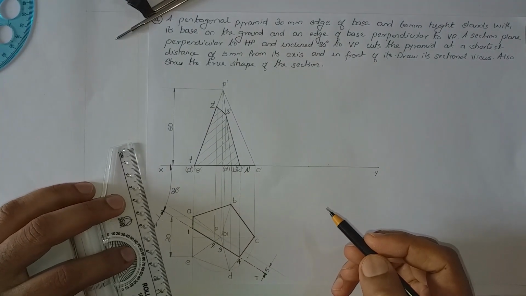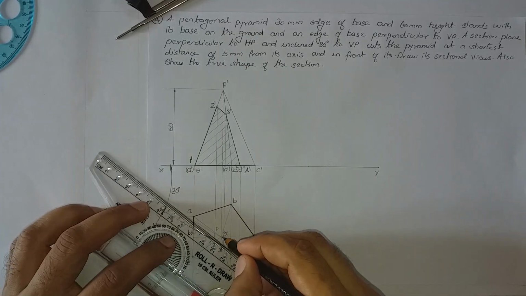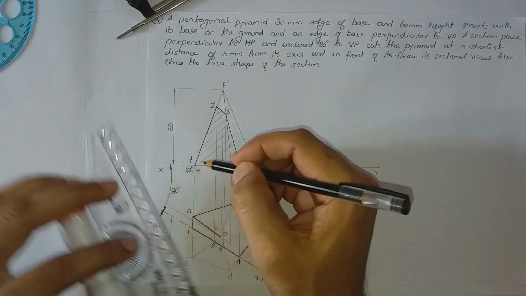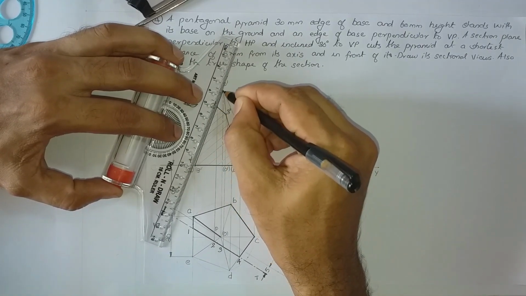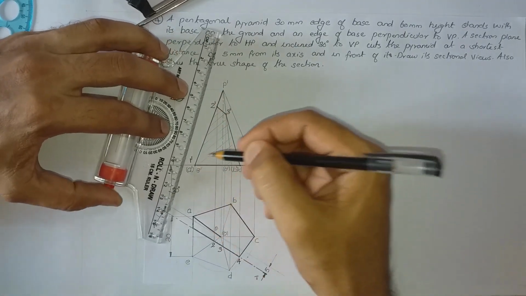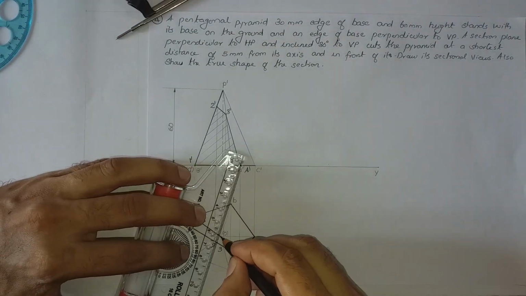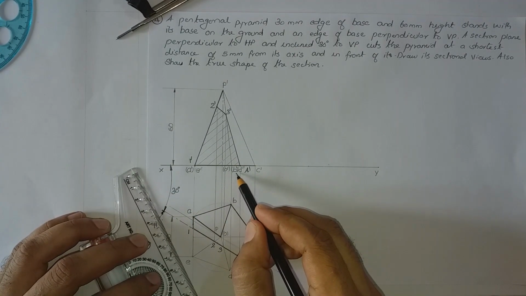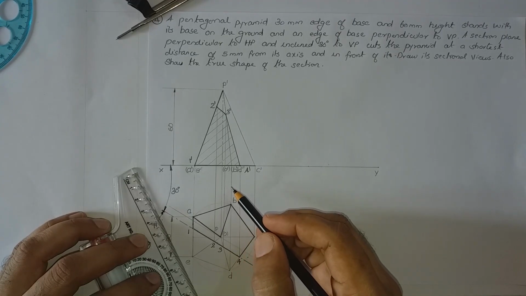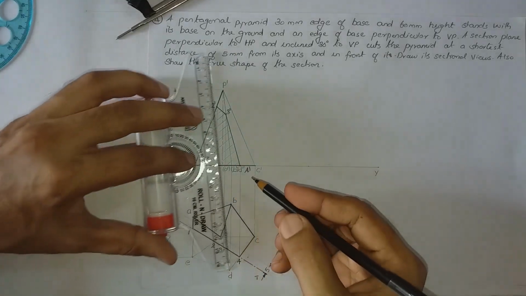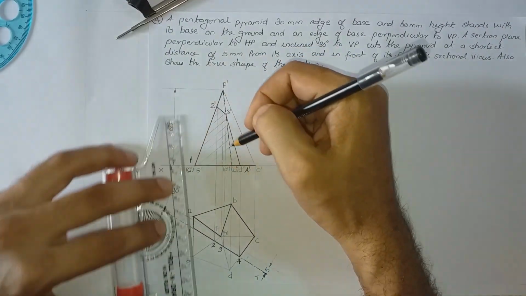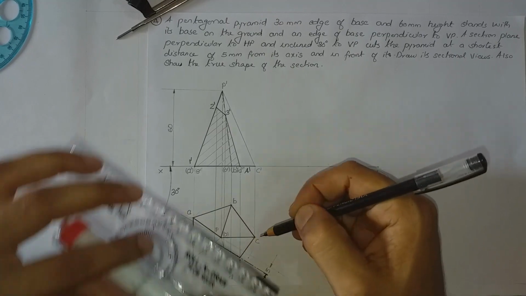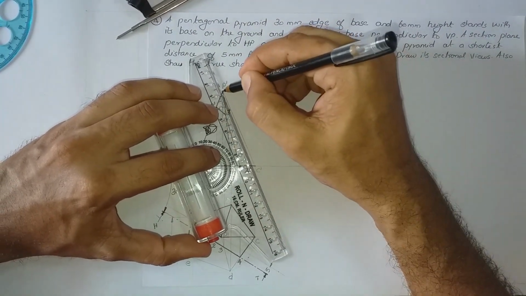Now let us consider the slanting edges. PA is completely remaining. So this is P dash A dash. Remaining portion is already darkened. PB is remaining. Here, point B is invisible. So, P dash B dash also will be invisible. So, we have to mark it as a dashed thick line. PC is completely remaining. So, P dash, C dash in the front view.